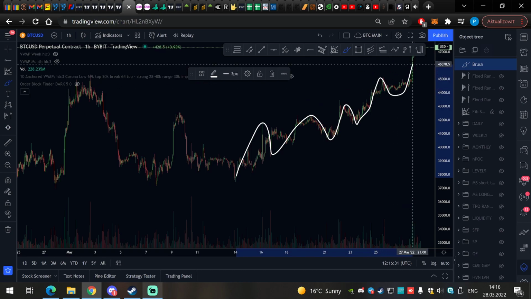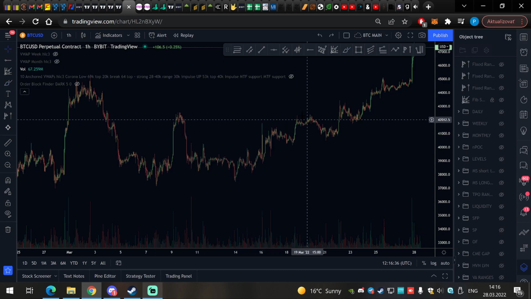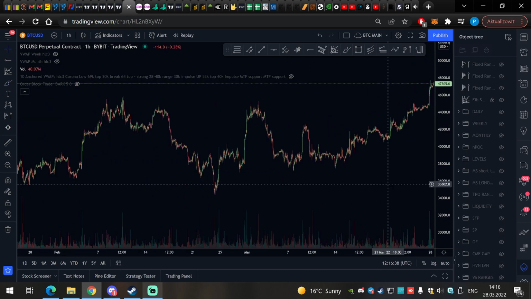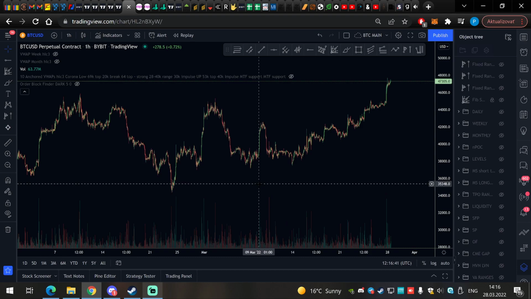Again small lows, and we are doing another highs. This is valid for most assets in the world, so always pay attention to market structure. It will save you a lot of money.